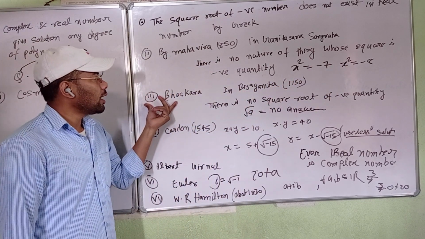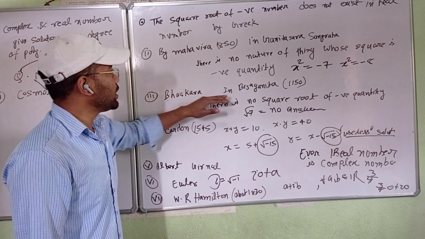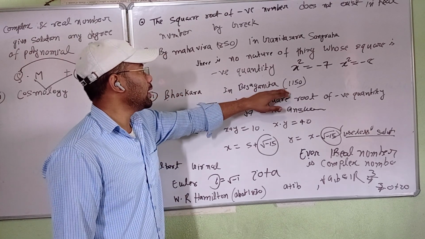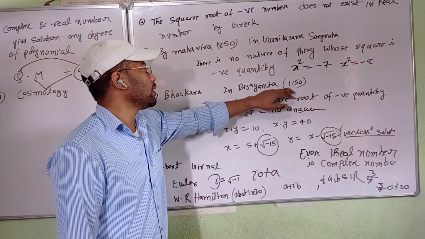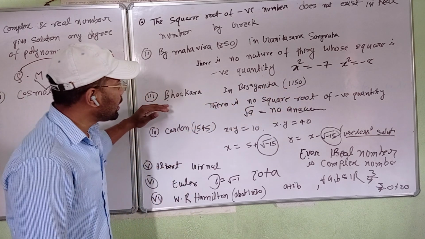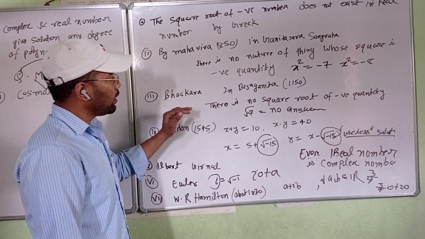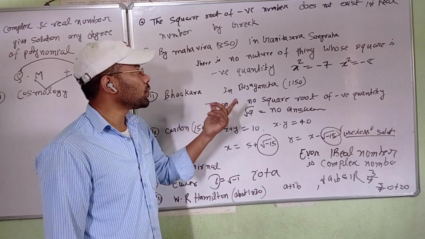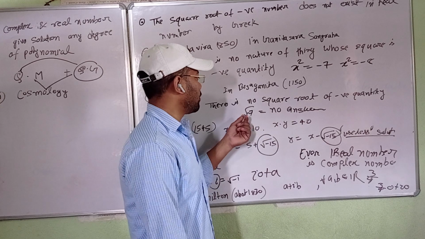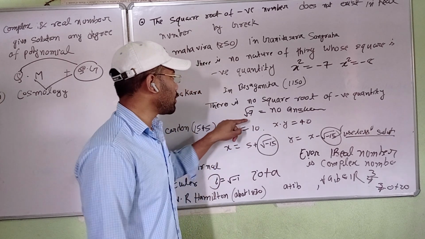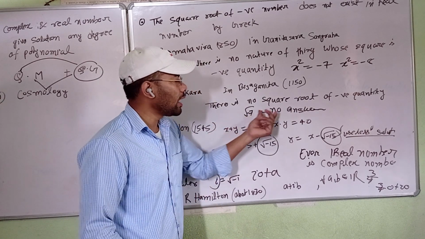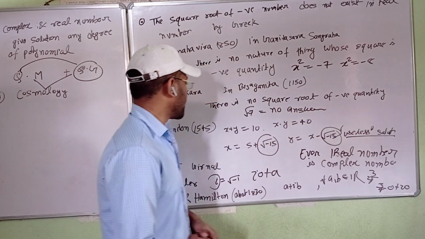The next mathematician was Bhaskara, and in his book Bijaganita, written approximately in 1150, he wrote that there is no square root of a negative quantity. It means there is no solution for something like the root of -7, no exact answer.